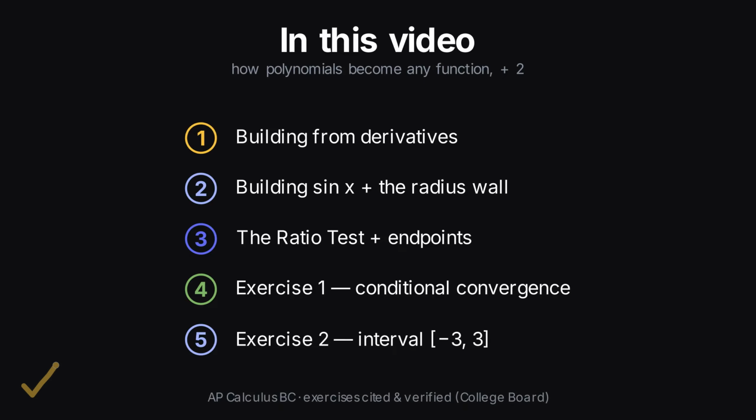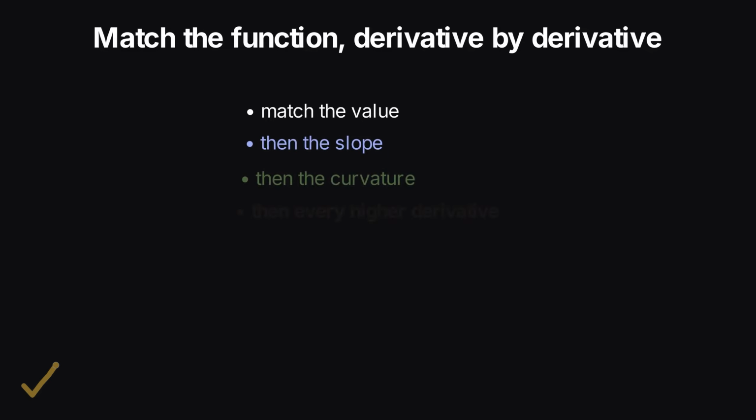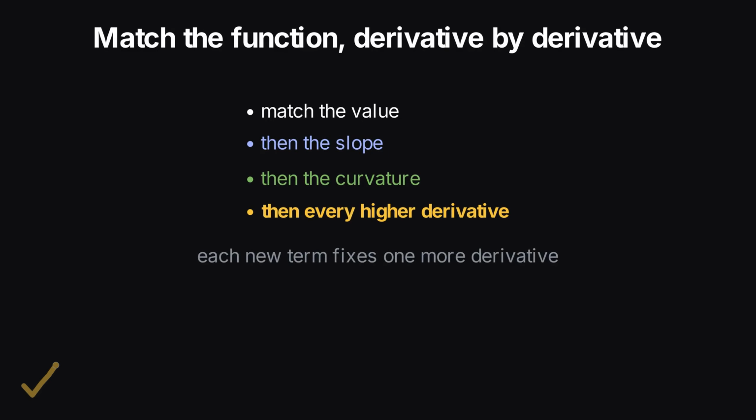This is Full Marks. Today, Taylor and Maclaurin series: building curves out of powers and finding exactly where that approximation stops working. The idea: near a point, copy a function with a polynomial. Start by matching its value, then match its slope, then its curvature, then the next derivative and the next. Each new term you add fixes one more derivative, so the polynomial hugs the curve more tightly.